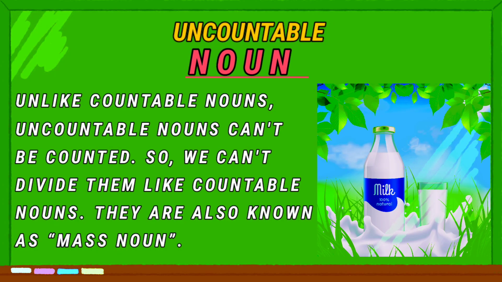Let's check it out. In our prior discussion, we talked about the process of counting in countable noun, like how many cars, how many books. But unlike countable nouns, uncountable nouns can't be counted individually. So we can't divide them like countable nouns. And they are also known as mass noun.